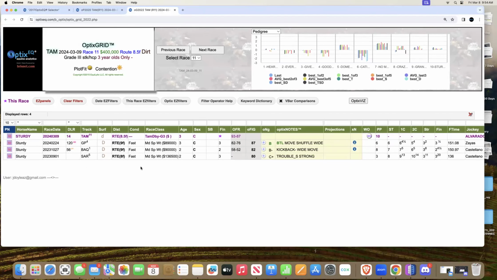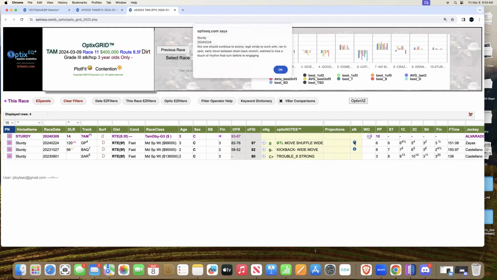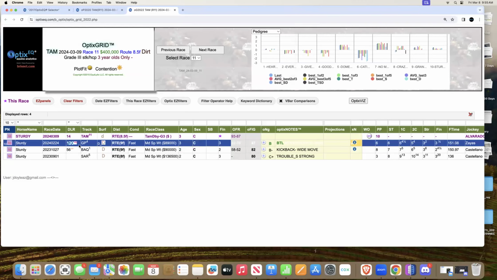And then Sturdy is this tricky horse. He hasn't broken his maiden, but he had a better than looked effort. And if you look at the extended comment, this one should continue to evolve. Legitimate stride to work with. Ran spot, early move between the backstretch, seemed to lose a touch of rhythm, foul turn before re-engaging. This horse might have some more potential. That was a first chase off a layoff. Now he's coming quick back to this race. Are they showing confidence, or what is it?